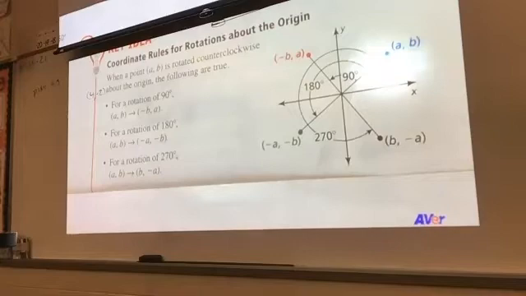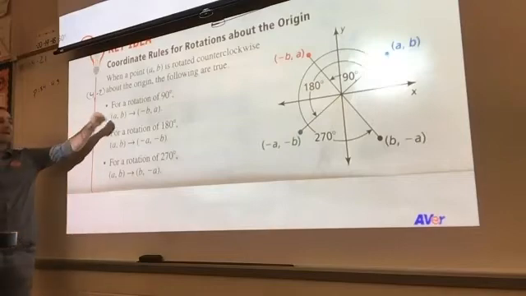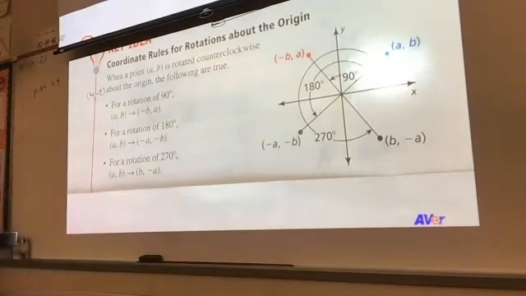Yeah, (2, 4). 180 would be (-4, 2). 270 would be, yeah. All right, so raise your hand for 90. We're going to have 90 degrees here. For 90 degrees, Parker?